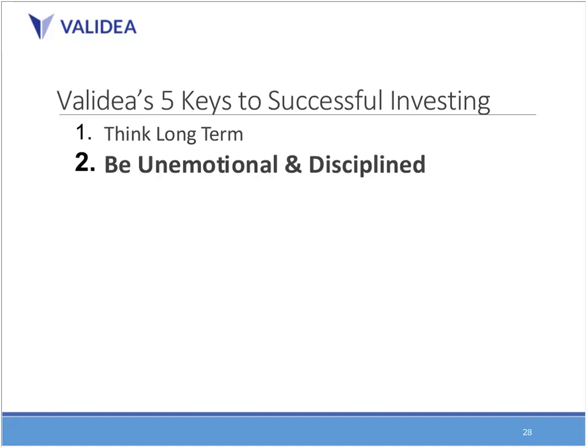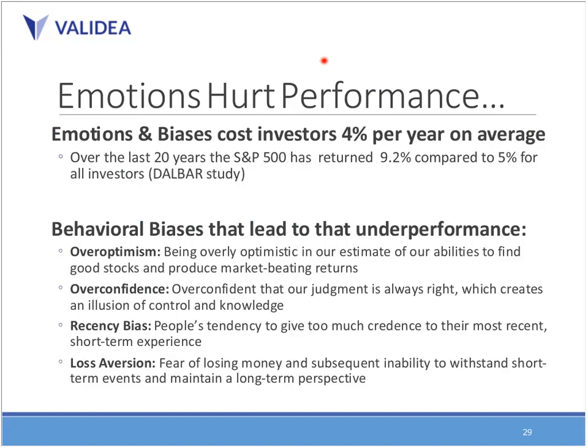Be unemotional and disciplined. This is very easy to say, very hard to do, but a Dalbar study showed that over the last 20 years, the S&P 500 returned 9.2% compounded, at least for the date of the study, compared to just 5% across all investors. And why is that? Because investors become very concerned about recent drops in the markets.